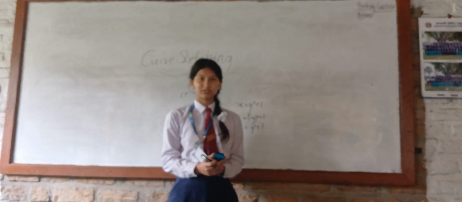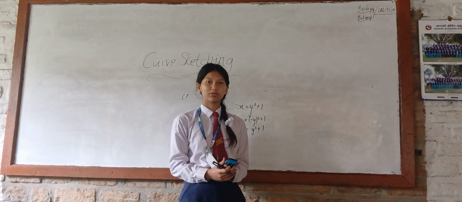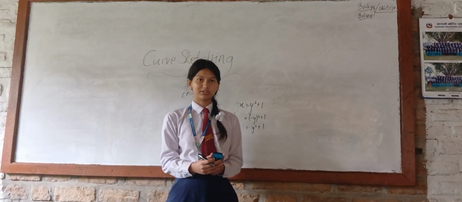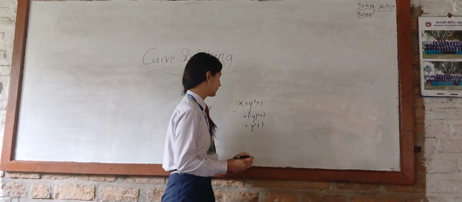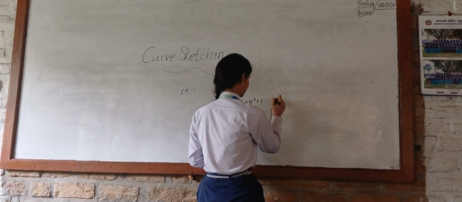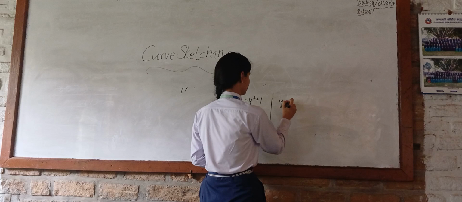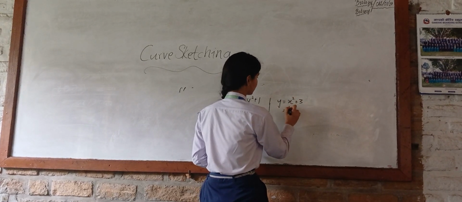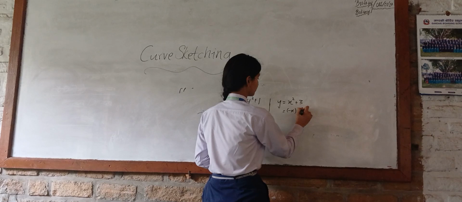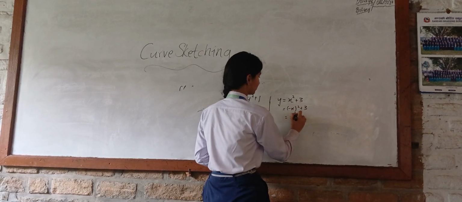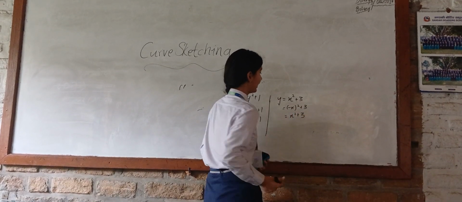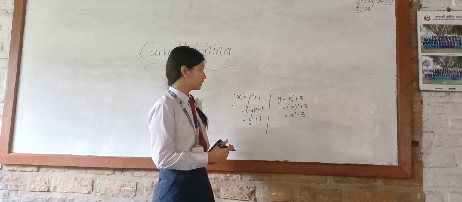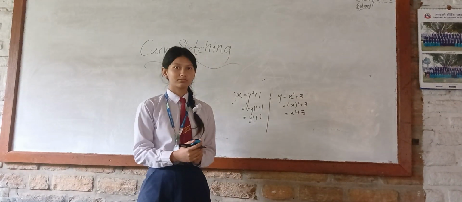Now, for a curve to be symmetrical about y-axis, if we replace x with -x, the function remains the same. For example, as you can see, this also remains the same, and this is symmetrical about y-axis.